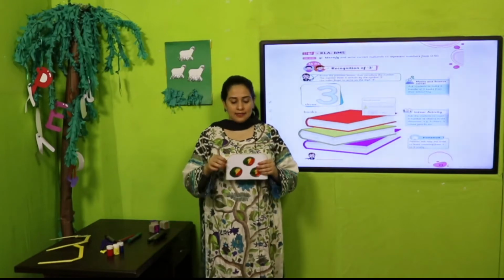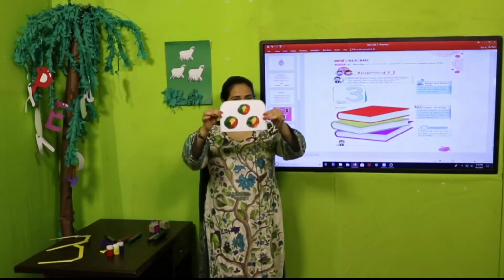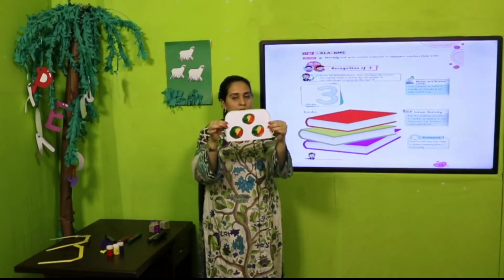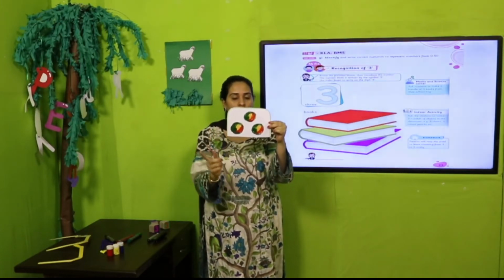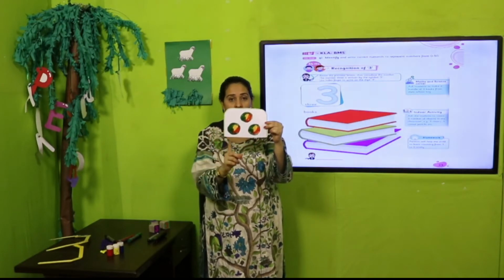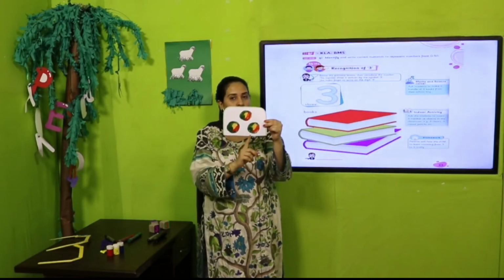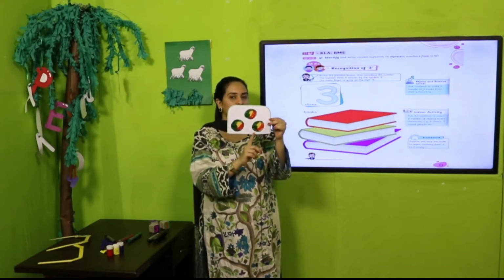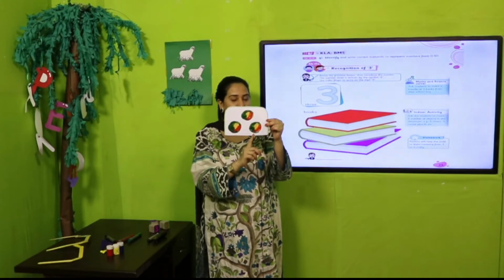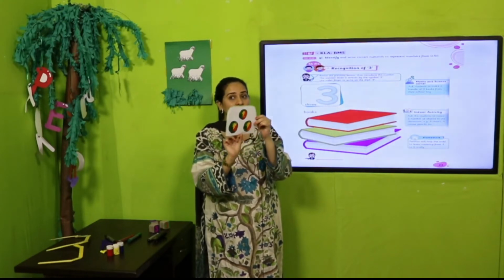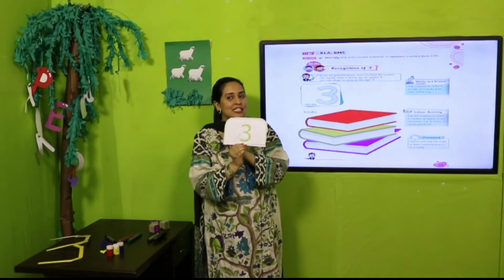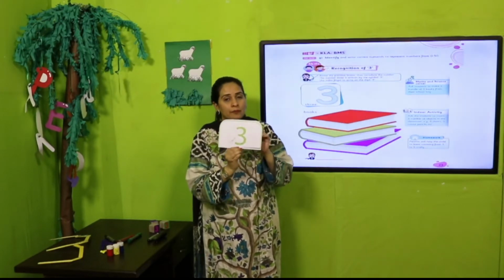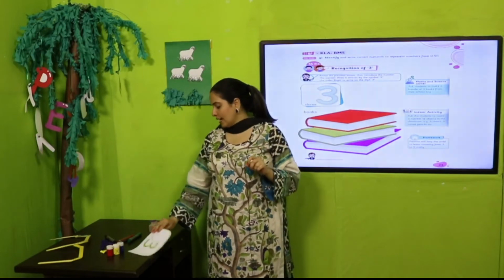Okay, let's look at this card. Can you look at my card? Yes, let's count the balls on it. 1, 2 and 3. So how many balls do I have over here? 3. Can you count 3 balls? Yes. Now let's look at what 3 looks like. Yes, it's number 3. This is how 3 looks like.